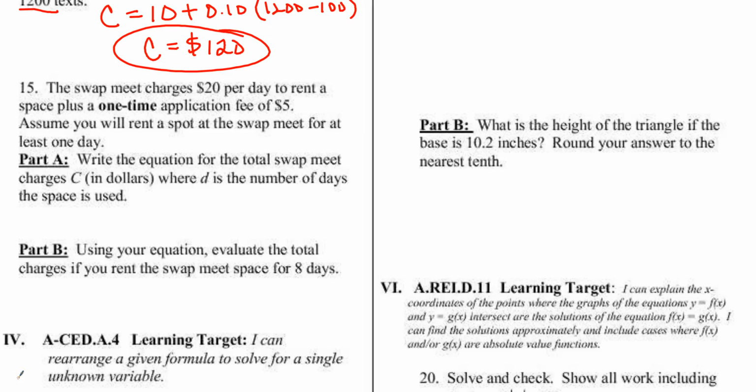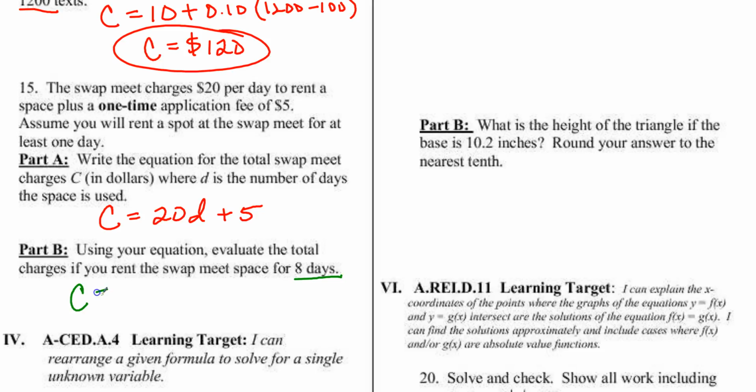Alright, for number 15, the swap meet charges $20 per day to rent a space plus a one-time fee of $5. Write an equation for the total swap meet charges C, where D is the number of days. So we have a total cost of $20 per day plus a $5 application fee. There's my equation.